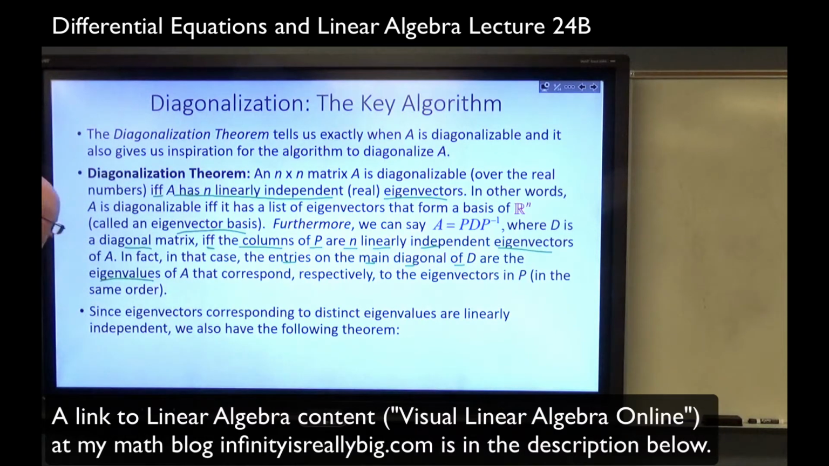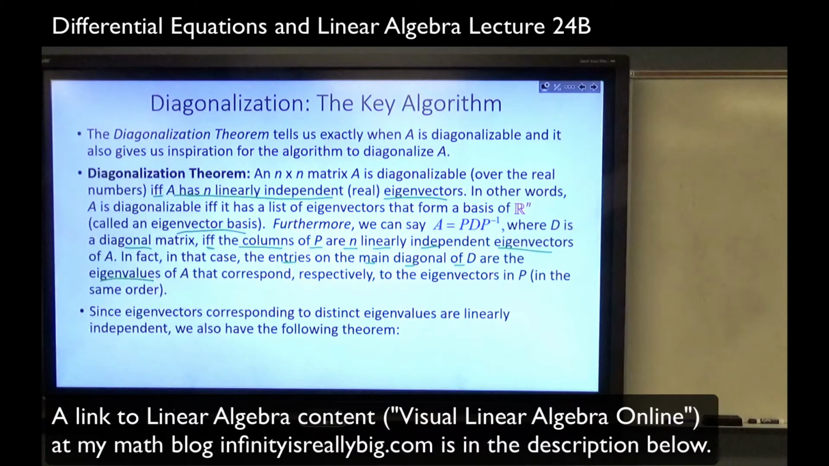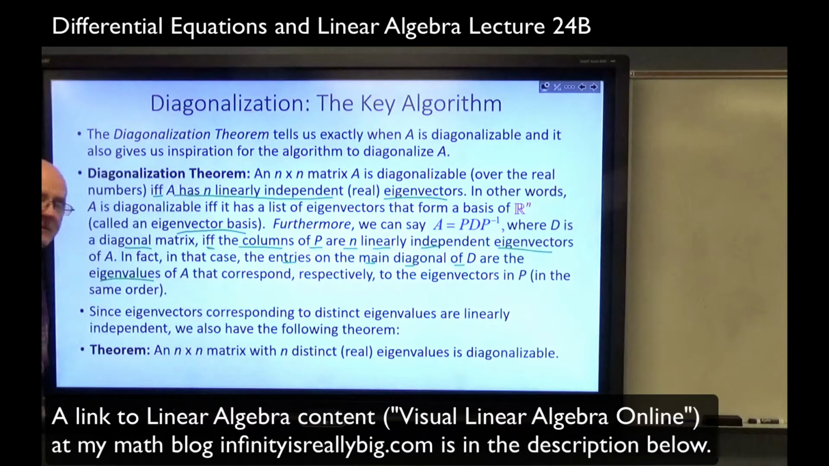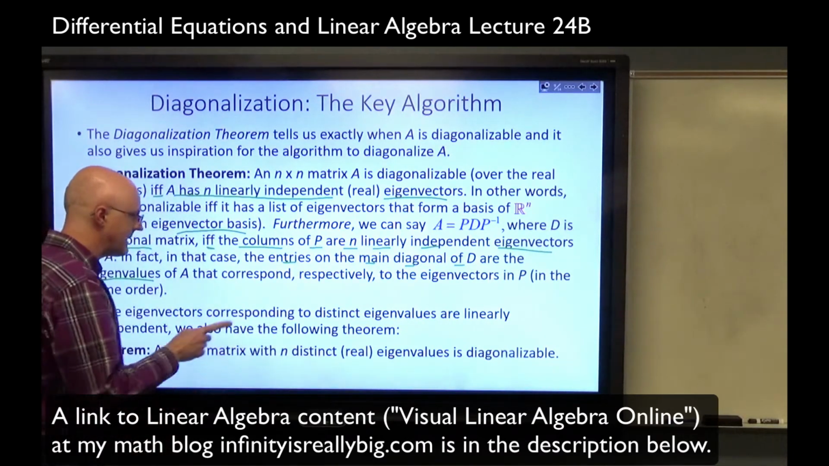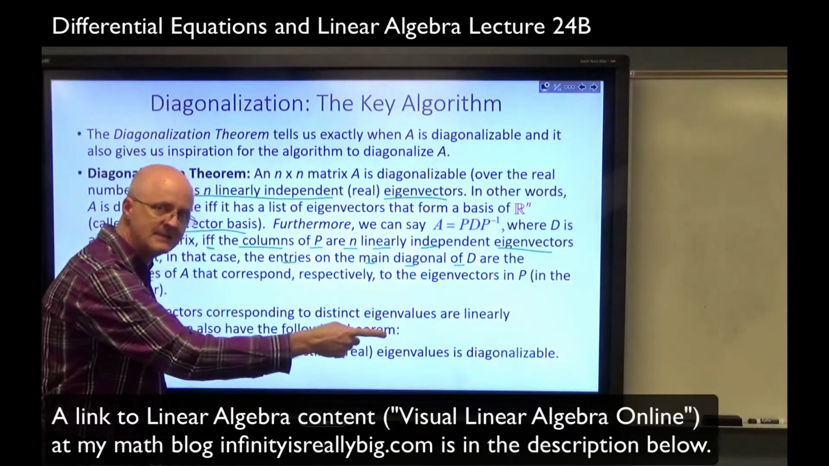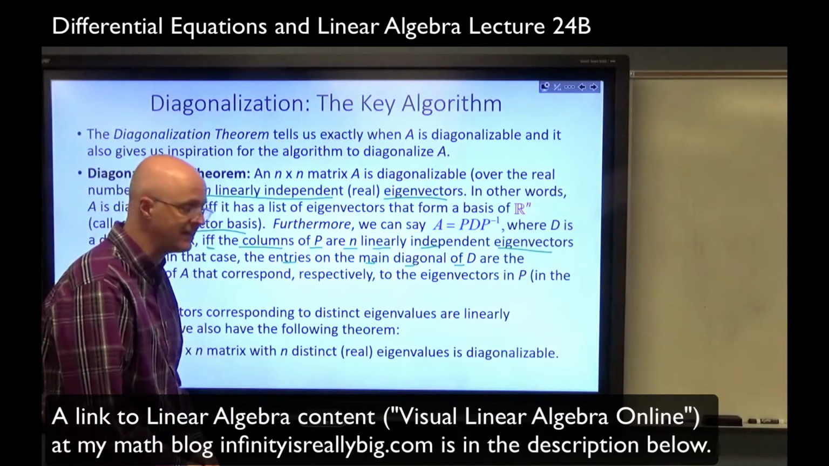Another theorem is based on this observation. We've seen before that eigenvectors corresponding to distinct eigenvalues are linearly independent. That was the theorem when we first started talking about eigenvalues and eigenvectors. You can also write the following theorem. If an n by n matrix has n distinct real eigenvalues, then it's going to be diagonalizable. This is not an if and only if. The implication goes this direction. If you've got n distinct eigenvalues, it's going to be diagonalizable. If it's diagonalizable, it does not mean that it has distinct eigenvalues.